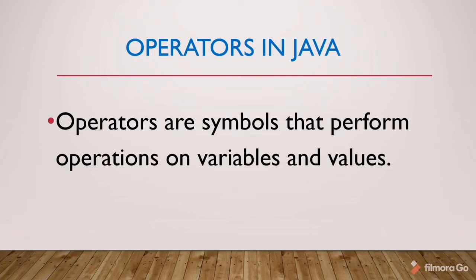Operators in Java. Operators are symbols that perform operations on variables and values. For example, we can take some arithmetic operations like addition, subtraction, multiplication, division. Then if you want to compare some variables, whether which is bigger, which is smaller, everything is like an operation only. So for that purpose we are using these operators.